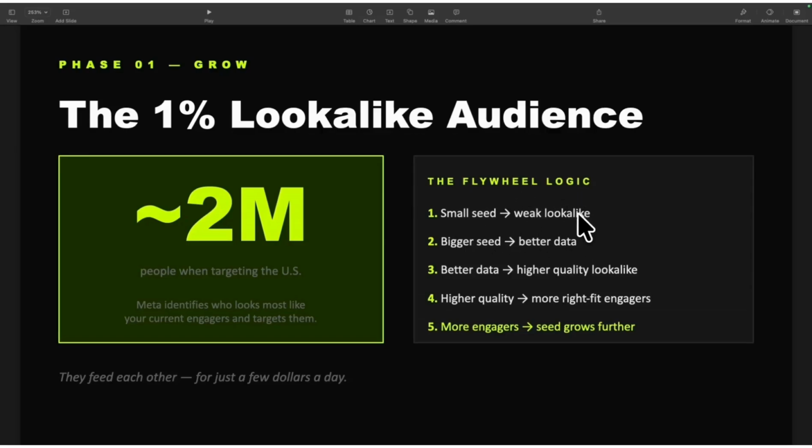And as we start to get more and more engagement from this lookalike audience, these are people that are strangers but are similar to our engagers. The seed grows bigger, and that means we get better data. And after we get better data, that means we get higher quality lookalike audiences. So higher quality, and more right fit engagers, and more engagers, the seed goes further. So that's the flywheel. They feed each other for just a few dollars per day.